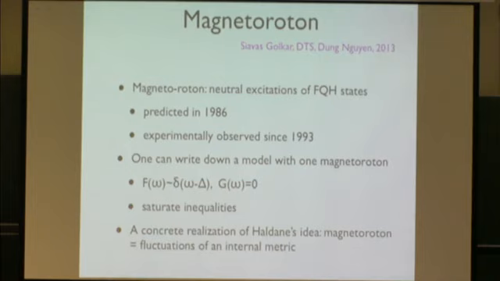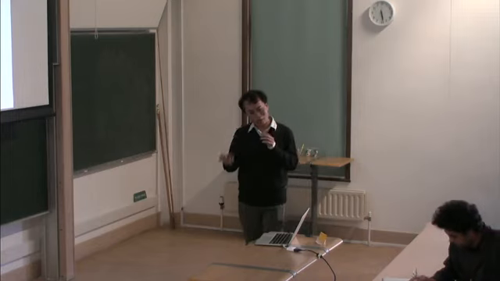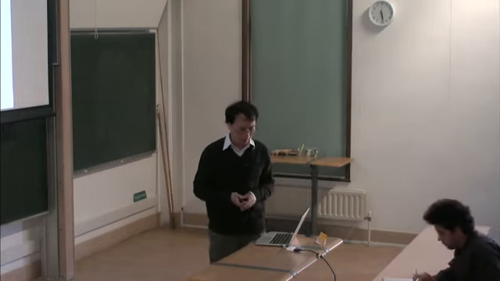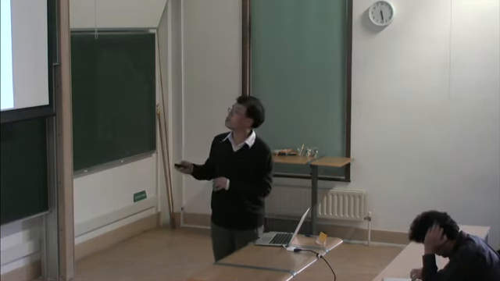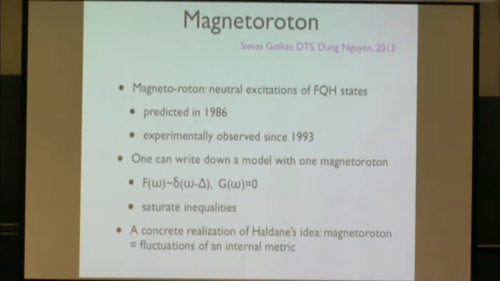Actually, the way we write down the model is that we introduce an internal metric of the Lagrangian coordinates of the fluid. Because there is a lot of detail here, I'm just going to flash this slide, and you can find the details in our last paper.